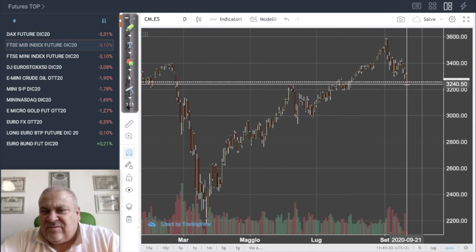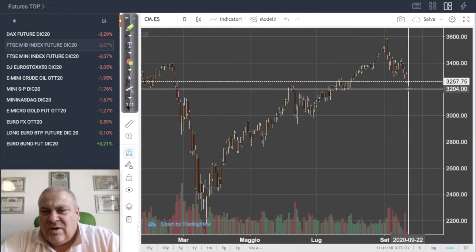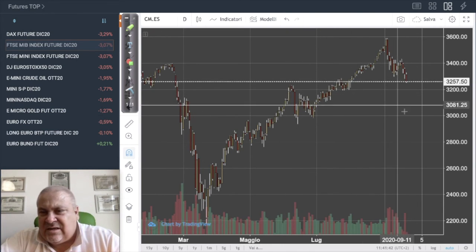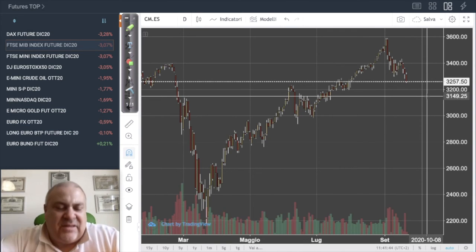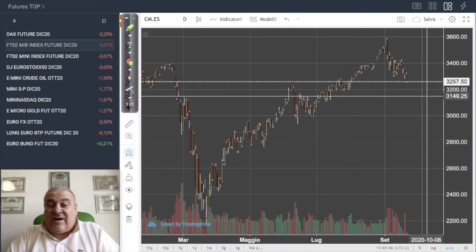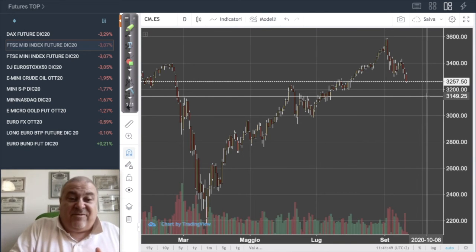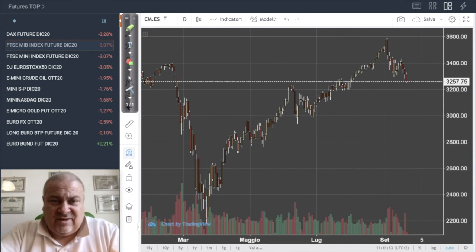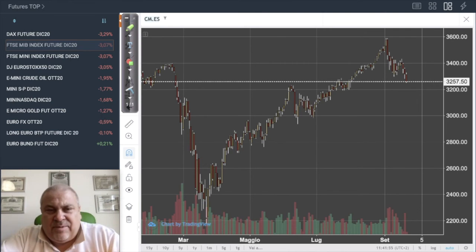In my opinion, this area from 3,230 to 3,200 is the support area, as we can clearly see here. And it seems that the market is going toward that target. So not so far, because I expect the S&P 500 to be stronger than the Nasdaq in the next period, in the short-term period, okay?